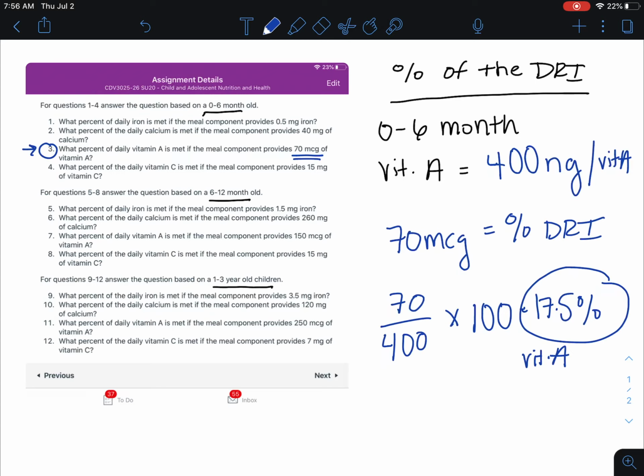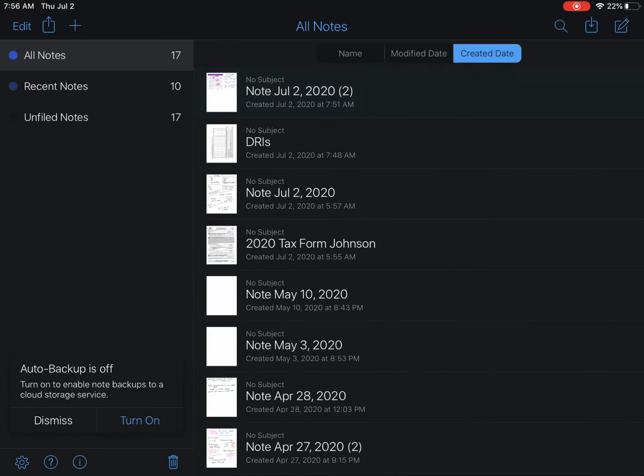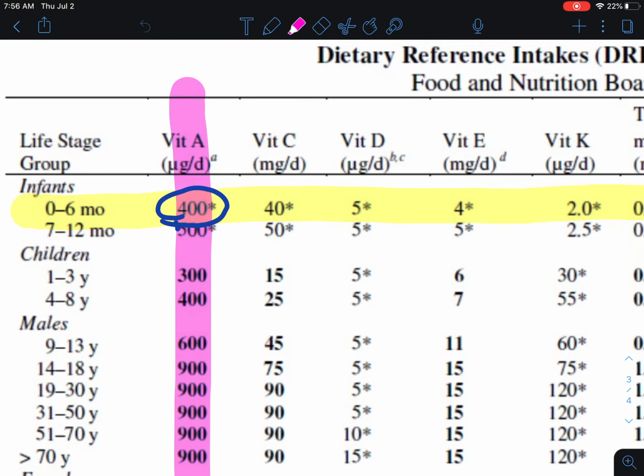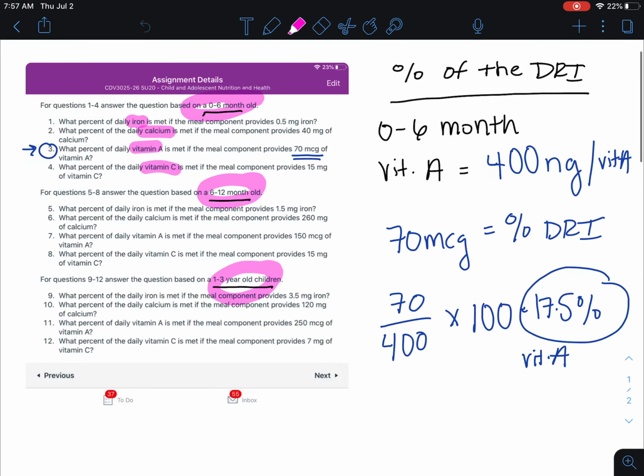You're going to continue to do that same format for all the items. Just make sure that you are looking up the correct nutrient, whether it's iron, calcium, vitamin A, or vitamin C, and that you're paying attention to the different age groups as well. When we go back to that DRI chart, as you can see, they do have different requirements, such that vitamin A, for example, actually decreases for the 1 to 3 year old. So if you were to do this same calculation, it's going to be different and your answer will be incorrect.